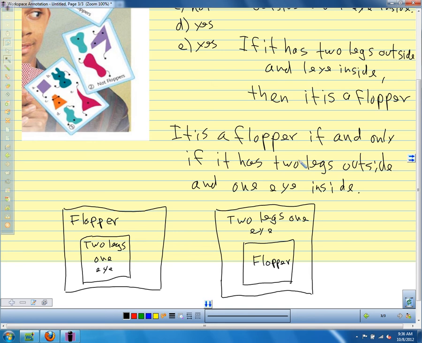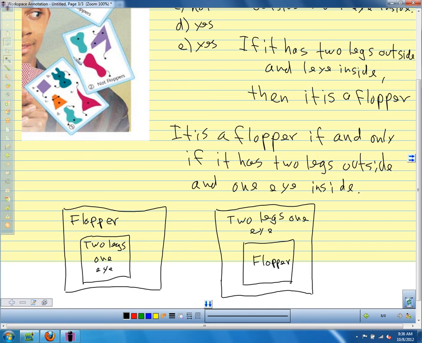So questions on biconditional statements. Biconditional means if and only if, and it can break into 2 conditional statements, a conditional statement and its converse. I have a question. Yes. How did you come across flop?